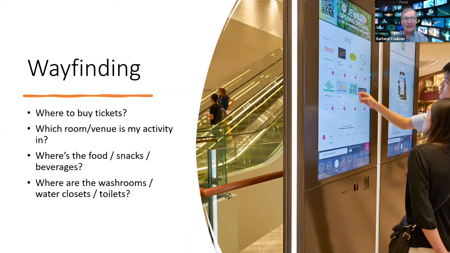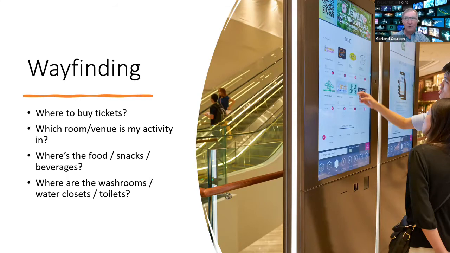Now, one use that I love for digital signage is wayfinding. And for your events, this works great. So where do you go to buy tickets? If you've got an event that has multiple bands or multiple theater performances or multiple speakers, well, where do I buy tickets for each of these?